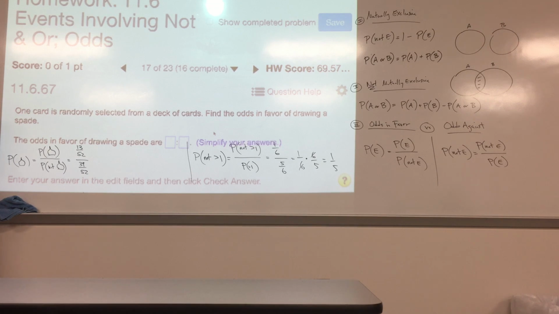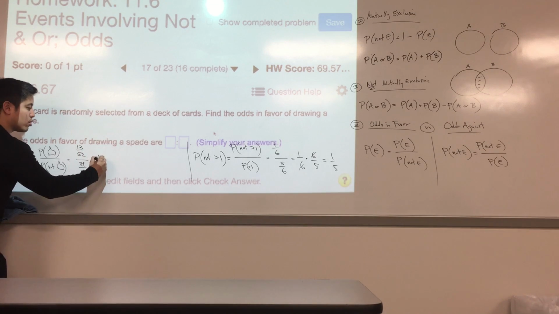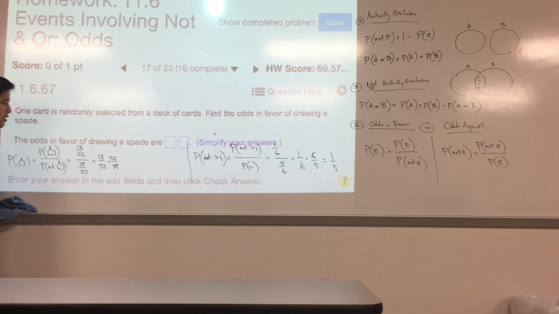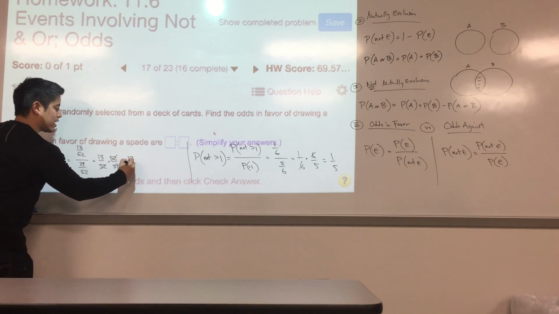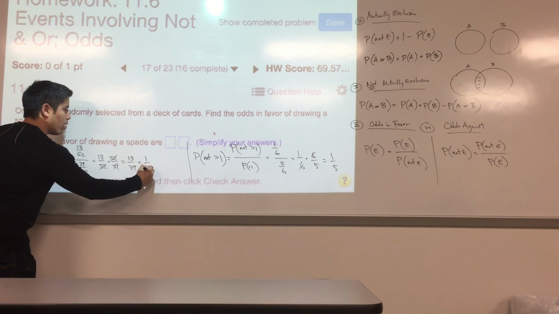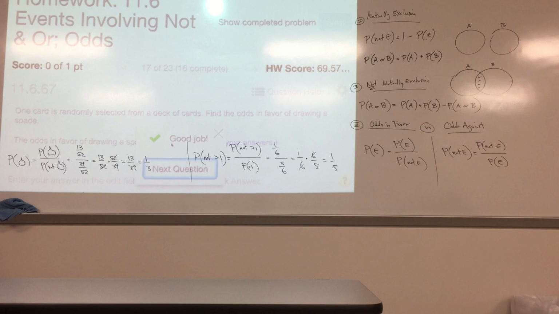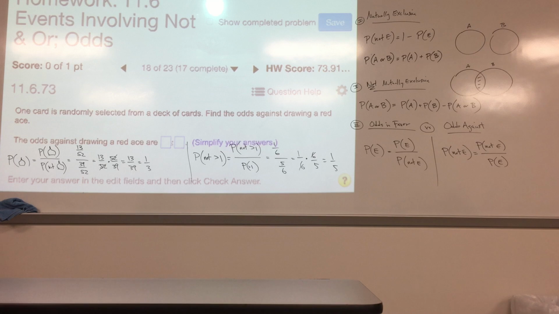Everybody agree? And so now I'm going to jump straight to the multiplication. 13 over 52 times what? 52 over 39. There you go. Again, if you set it up correctly, these will cancel, and that's exactly what happened. So 13 out of 39, or 1/3. And so the odds in favor of drawing a spade are 1 to 3. Does that make sense, guys? Okay, all right. Let's take a look at this one.